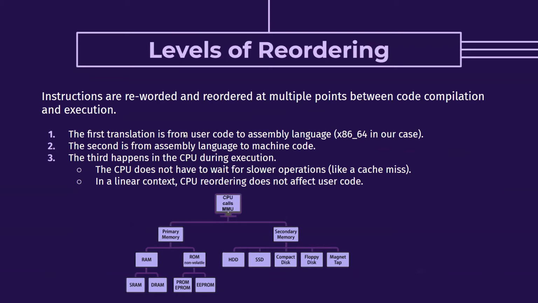The first translation is from user code into assembly language. In this case, it's the x86-64 assembly language. The second is the translation between the assembly language and the machine code. And the third translation happens during runtime when the CPU needs to reorder in the middle of a call. For example, if something is not found in the cache, it'll first search the cache and then it'll go to a much slower memory retrieval like the hard disk drive. And in that case, it will continue to run instructions while it's waiting for that to come. So it doesn't necessarily always run instructions in the same order with cases like that.